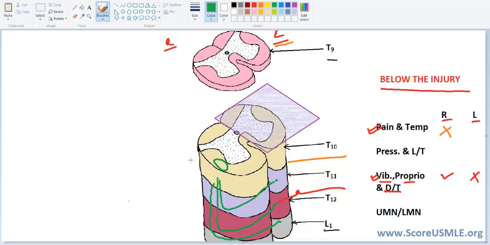What do you think? Yes, because the right side of the spinal cord is not injured. Do you realize that the left side of the body below the level of injury will be able to sense these pain and temperature sensations because the right hand side of the spinal cord of the T10 segment is fine? So yes. So now let's come on to the pressure and the light touch sensations.